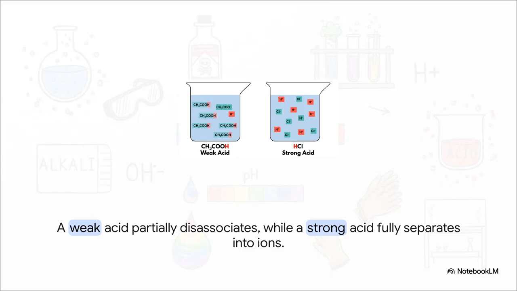Strength, though, that's a whole different story. This is all about behavior. A strong acid, like you see on the right, completely falls apart in water. It dissociates. Every single molecule releases its hydrogen ion. Boom. But a weak acid is a bit more hesitant. Only some of its molecules break apart, so it releases way fewer hydrogen ions.